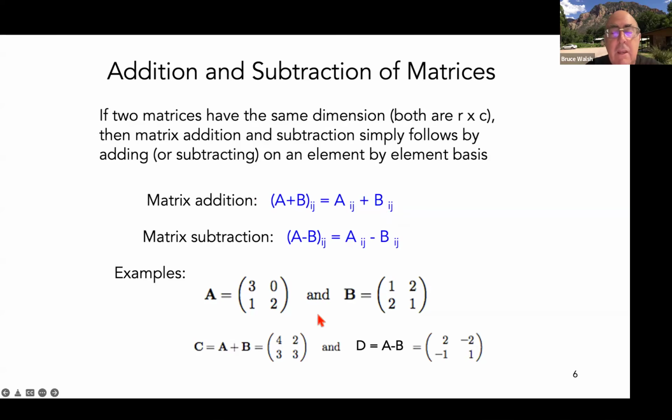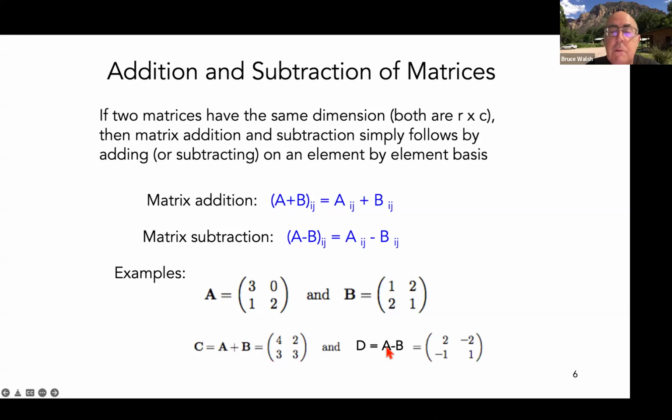So here I've got A and B. These are both square matrices. They don't have to be square as long as A and B have the same number of rows and the same number of columns. You can add or subtract them. So for example, C here, this element is 3 plus 1 is 4. This element is 0 plus 2 is 2. This element down here is 2 plus 1 or 3.